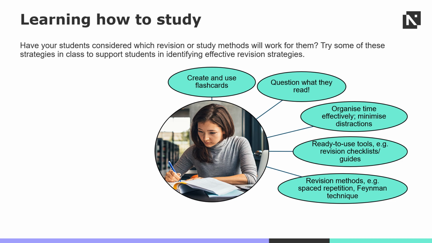Teach revision techniques so that students can choose one that works for them. Some examples here are spaced repetition, so reviewing material at increasing intervals, for example every 1 day, then every 3 days, then every 7 days. Or the Feynman technique, which is where students would write down a concept as if teaching it to a child, then refine gaps in understanding.